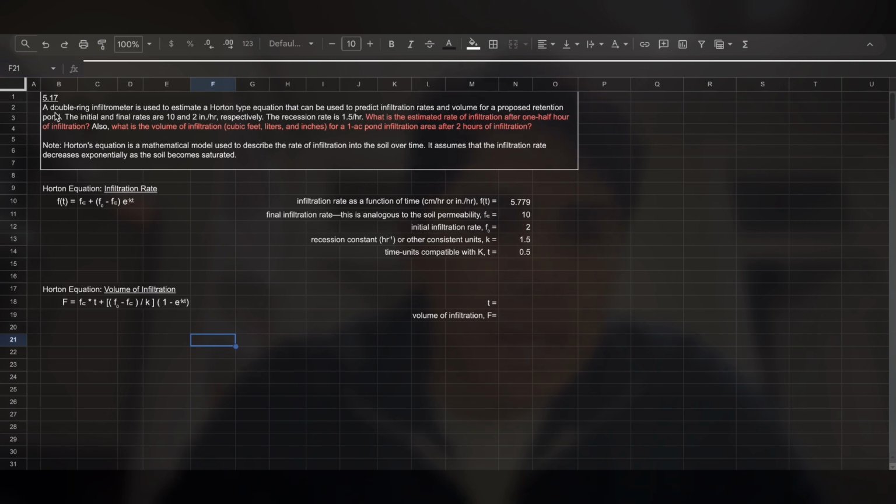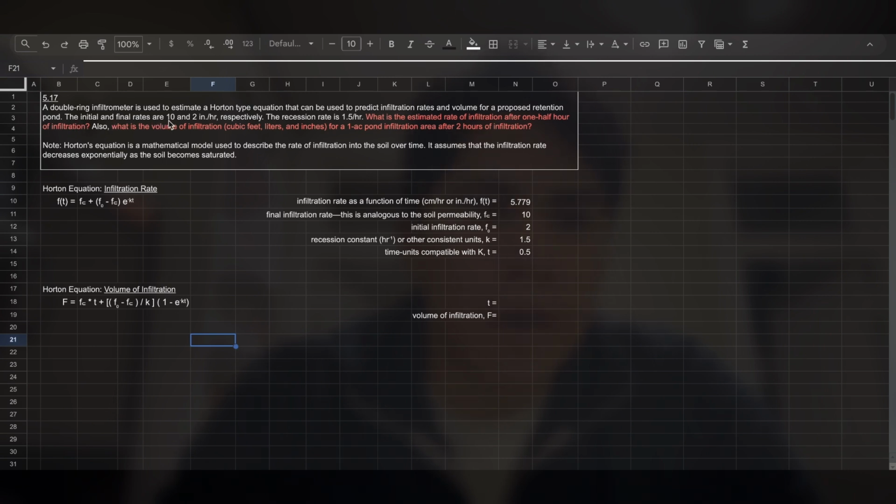So the problem says a double ring infiltrometer is used to estimate a Horton type equation that can be used to predict infiltration rates and volume for a proposed retention pond. This retention pond is what I explained in the previous video. When you get more runoff, developers need to account for that extra runoff, and they create retention ponds.